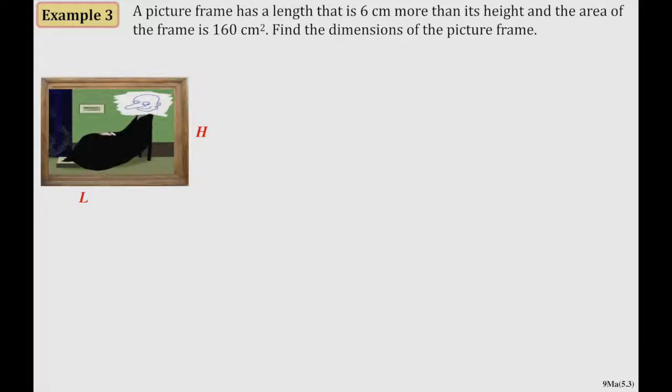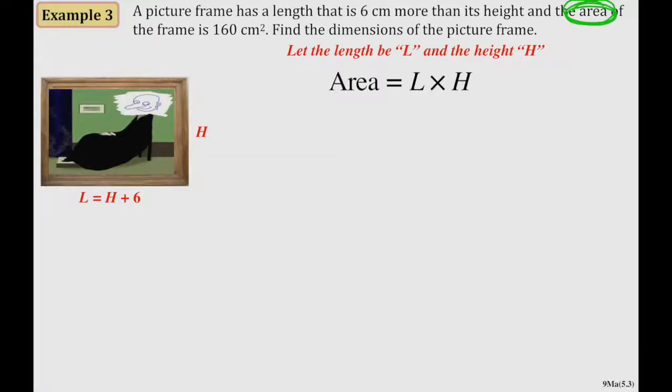Now we know the length is 6 centimeters more than the height. So the length we could rewrite as the height plus 6 extra centimeters, because the length is 6 centimeters longer than the height. So to find the length we need to look at the height and add 6 to it. Now because I'm dealing with a rectangle and because the word area is used, I'm going to think about what the area of a rectangle is. It's just length times height. But in this particular question, I'm not going to use length. I'm going to use h plus 6 because the length is h plus 6.